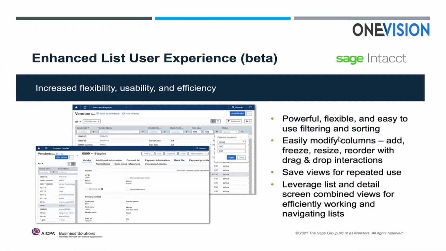For selected beta customers, Release 4 includes list enhancements designed to increase flexibility, usability, and efficiency. Enhancements include drag and drop capabilities to freeze, reorder, or resize columns. Advanced filtering and sorting capabilities have been added, as well as list and detail screen integrated views. Also, the ability to save views with either simple or advanced filtering as custom views has been added.